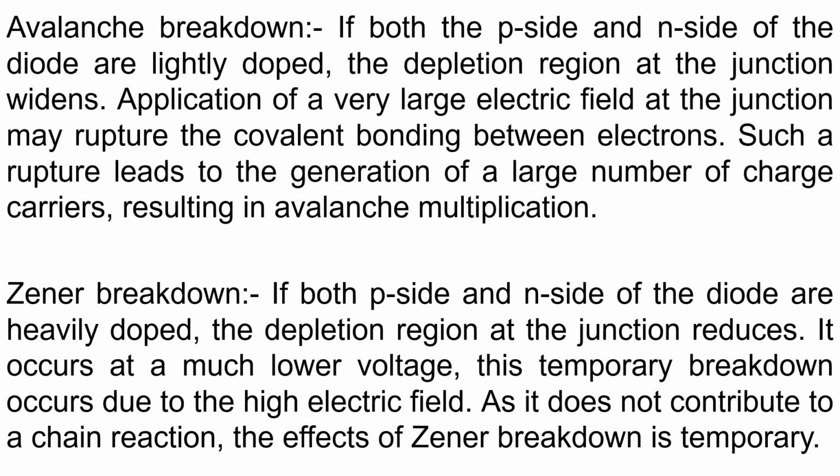Zener breakdown: if both the p side and n side of the diode are heavily doped, the depletion region at the junction reduces. It occurs at a much lower voltage. This temporary breakdown occurs due to the high electric field, as it does not contribute to a chain reaction. The effect in the Zener diode is temporary.